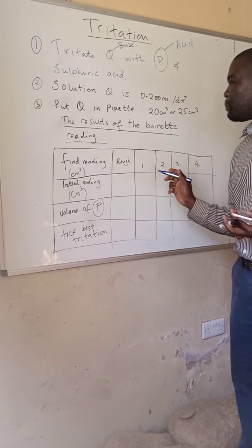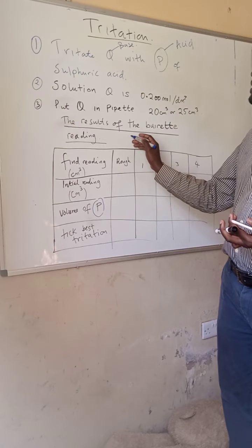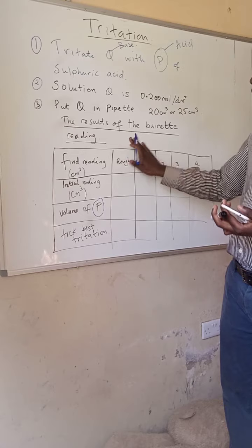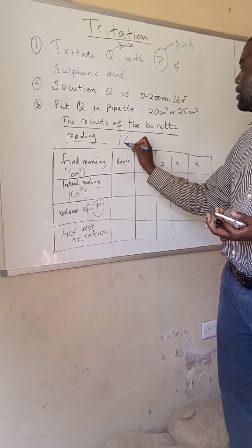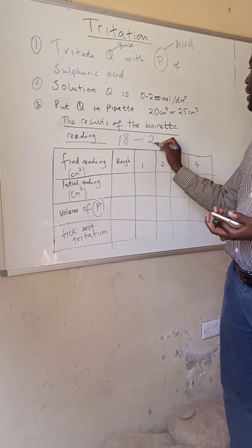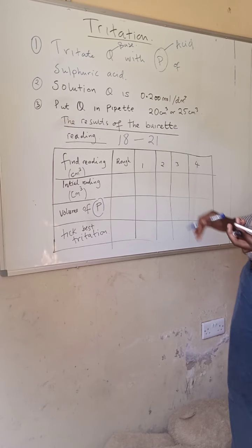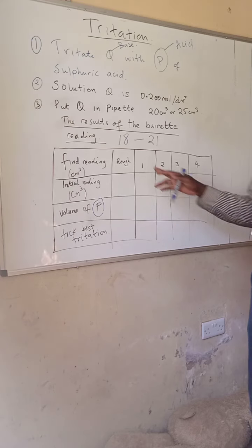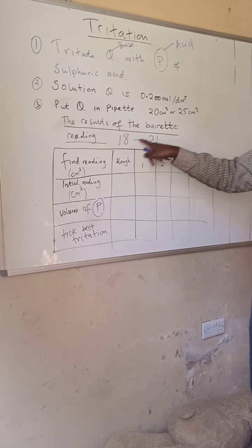So here I'm just going to help you to understand. Now my titration, I want it to be between 18 to 21. I've chosen that titration. Now, I'm just teaching you how to pass. These are just tricks you should know. So the titration, my numbers will range from 18 to 21.